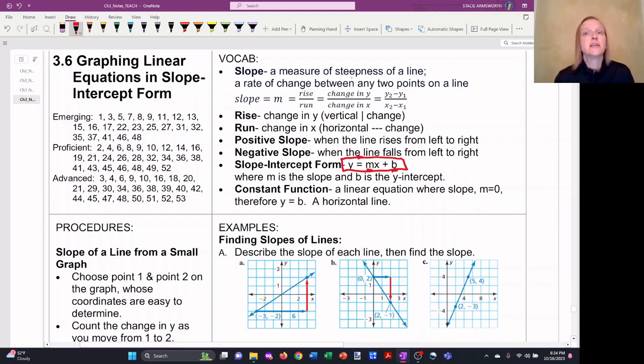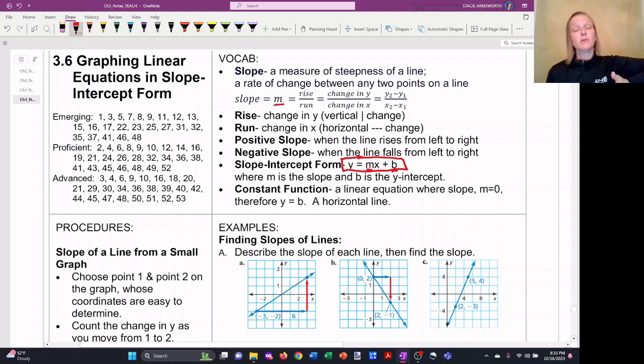Slope is a measure of the steepness of a line. It's a rate of change between any 2 points on the line. And there are different ways to think about this. Slope is abbreviated with the letter m. Some people describe it as being rise over run. Well, what do we mean by rise?